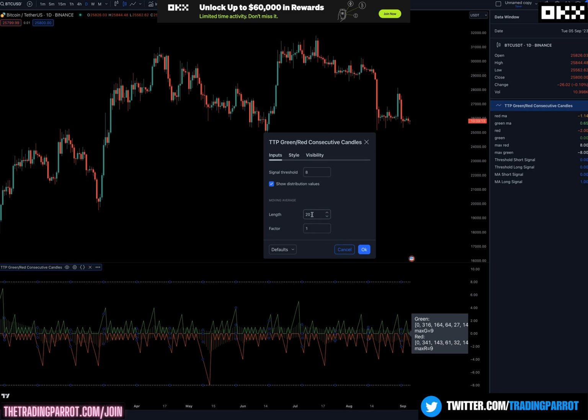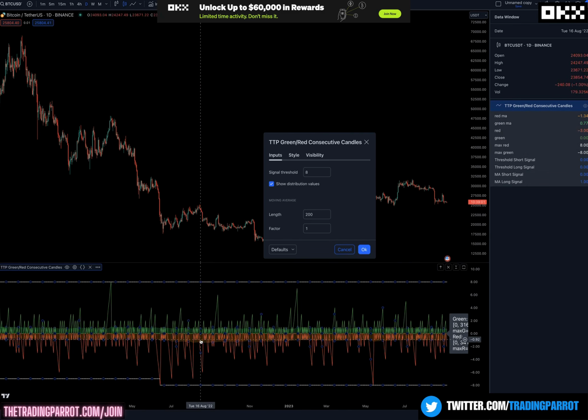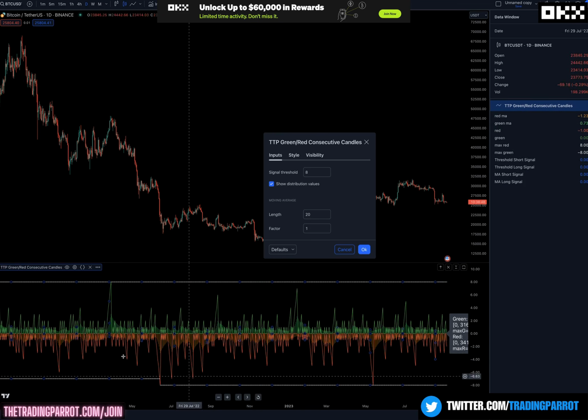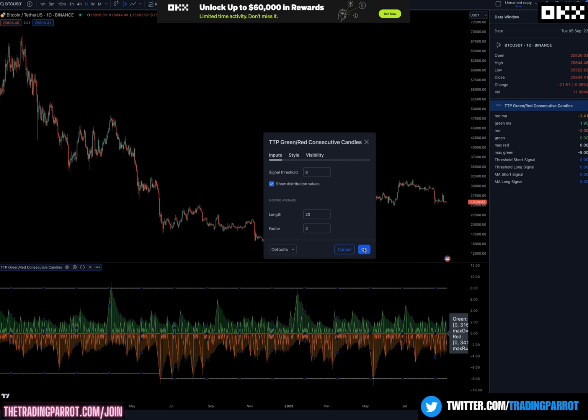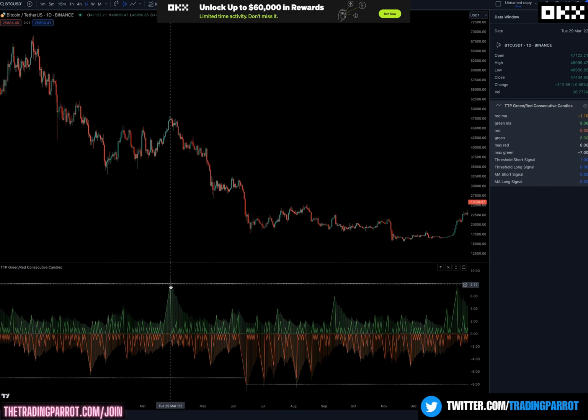So let's start with the length. If we increase this length to 200, it's going to become very square and rarely moving that much because it's too many candles. If you want it more reactive, then keep it in a lower number and you can use the factor so the MA becomes closer to these peaks. So for example, if I use 3 as a factor, then you're going to notice that the MA almost is reaching the level of the signal.